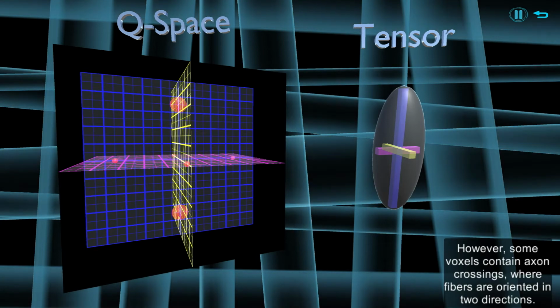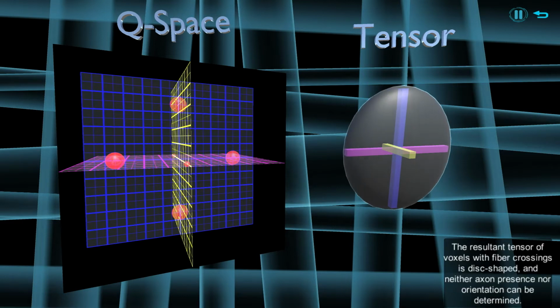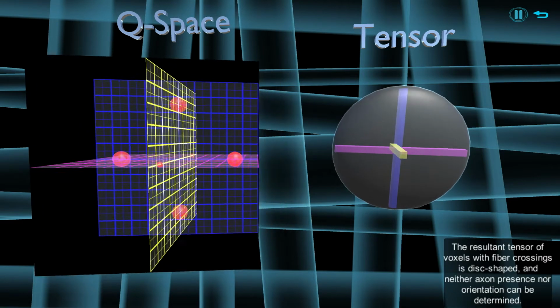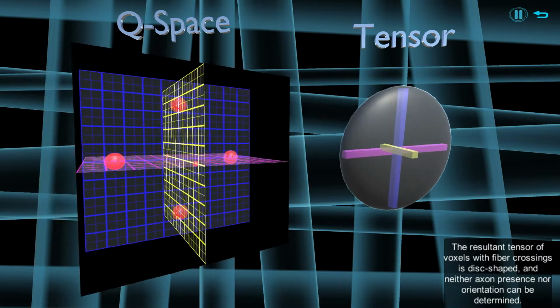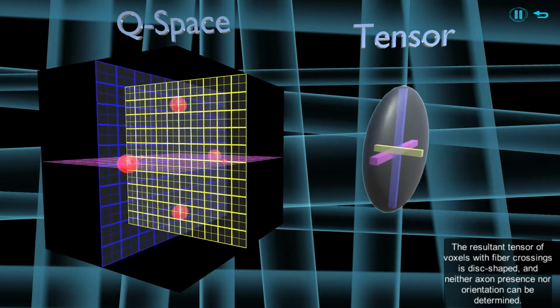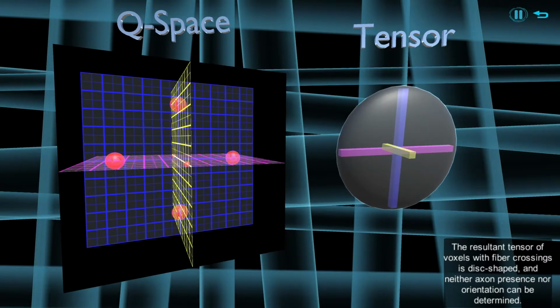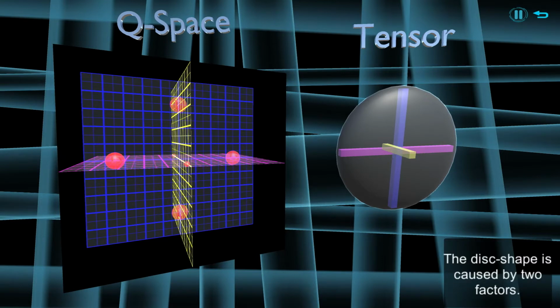However, some voxels contain axon crossings, where fibers are oriented in two directions. The resultant tensor of voxels with fiber crossings is disc-shaped, and neither axon presence nor orientation can be determined. The disc shape is caused by two factors.